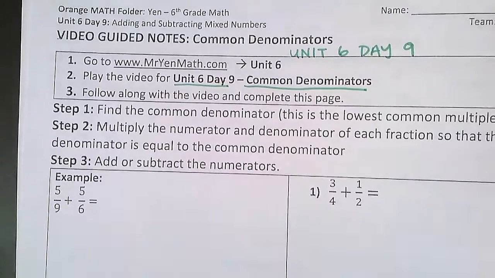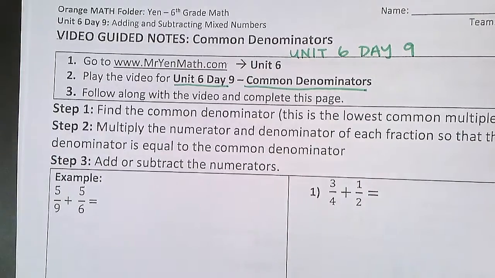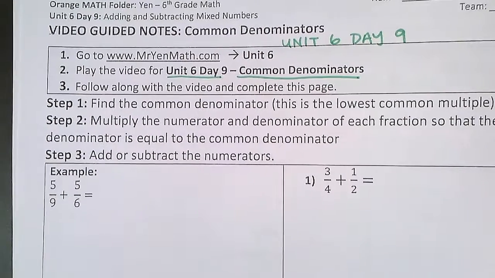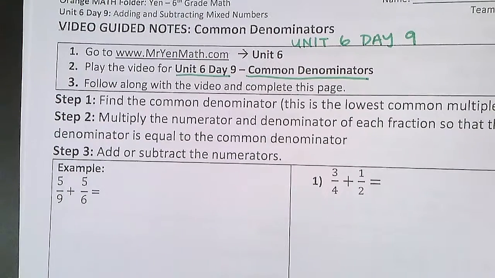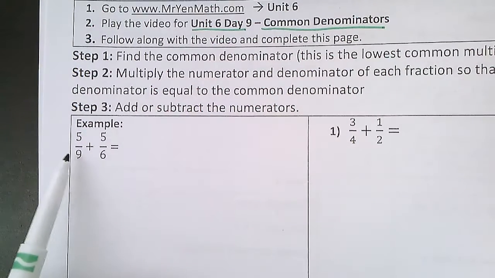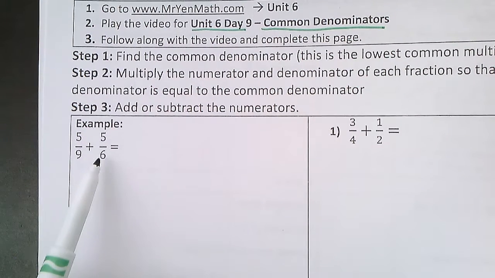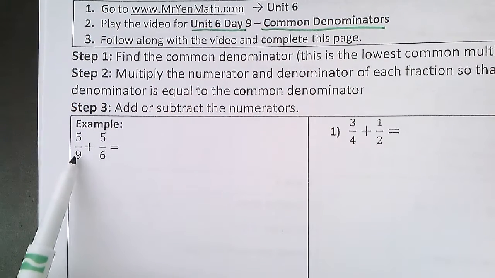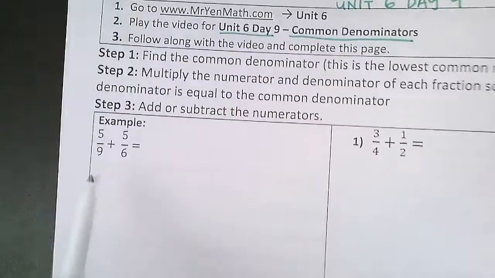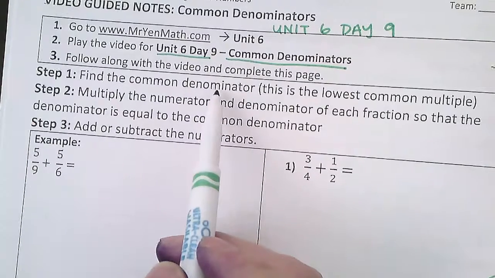So anytime we're adding or subtracting fractions, we have to have a common denominator. And what that means is the denominators have to be the same number. So let's look at our example here. It's 5/9 plus 5/6. So this one's out of 9 and this one's out of 6, so we don't have a common denominator. So step one is to find the common denominator.